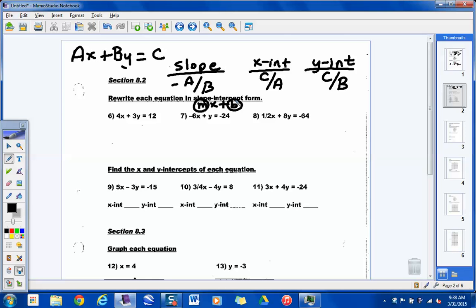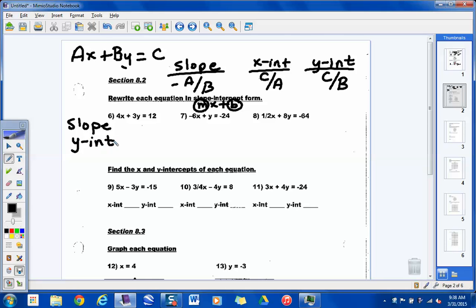First of all, let's just identify our A, B, C values in this first example. What is A in number 6? 4. What's your B value? 3. And C is 12. Okay. If I can find a slope, which intercept do I want for this? Y-intercept or X-intercept? Y. Mx plus b form is slope-intercept form, y-intercept, okay?